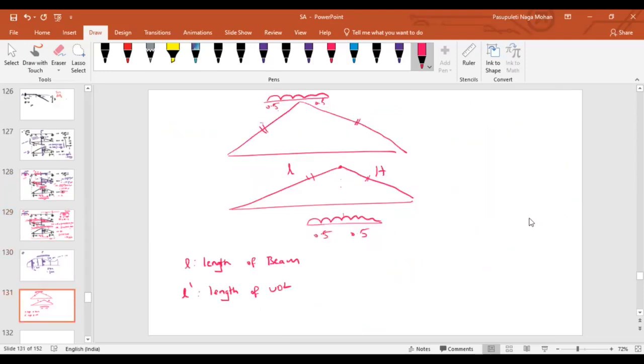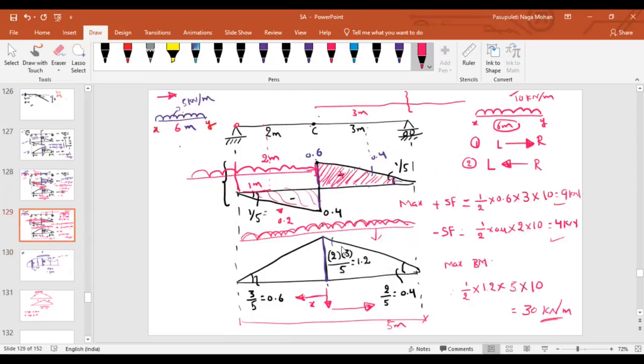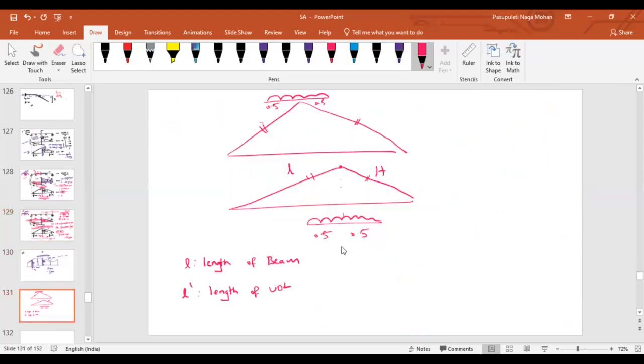Even in the second case, we found the maximum positive and maximum negative shear force. That means it doesn't matter whether the length of the UDL is greater or less than the length of the beam, we can still find the maximum positive shear force and the negative shear force. The only problem is with finding the maximum bending moment. So here we have to discuss the condition for maximum bending moment. What is the condition?